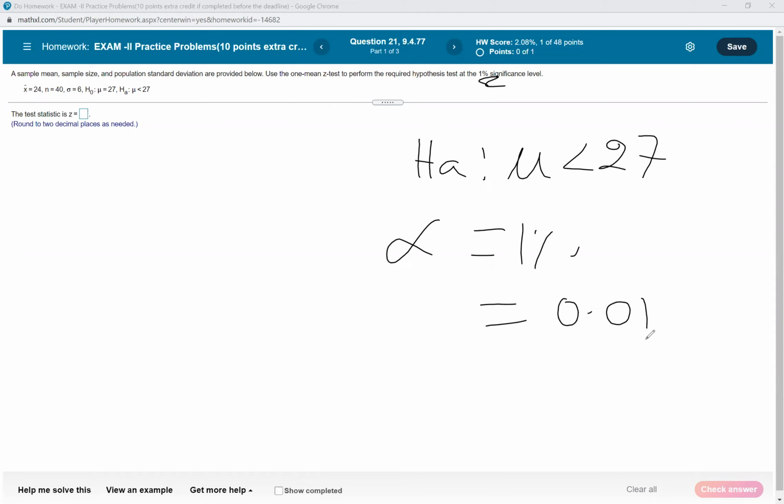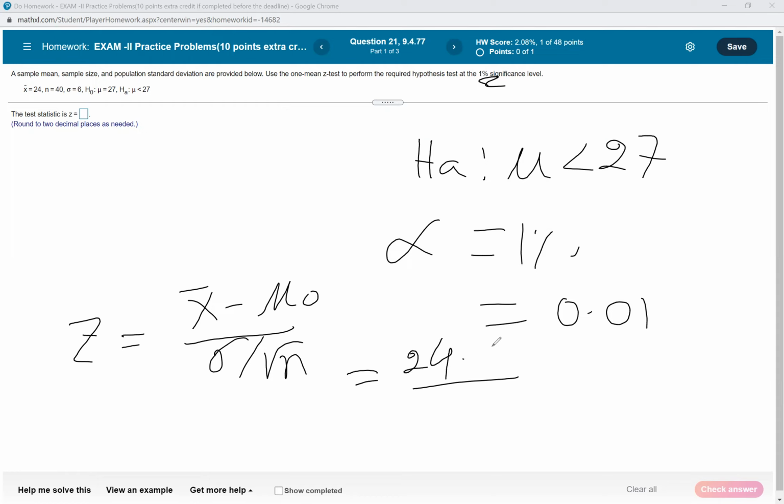Okay, so now we need to calculate the test statistic. This is a z-test, so to calculate the test statistic, you need to do x bar minus mu 0 divided by sigma over square root of n. So here x bar is 24, mu 0 is 27, and sigma is given, which is 6, over square root of 40. So you need to simplify this one and you will get the test statistic. Let me get the calculator and simplify this.